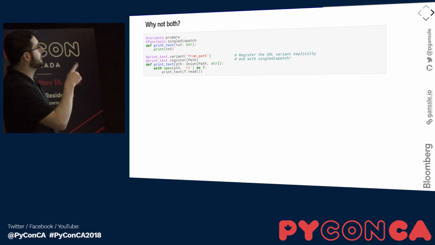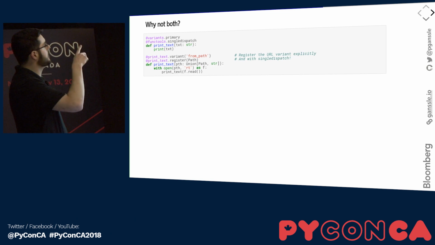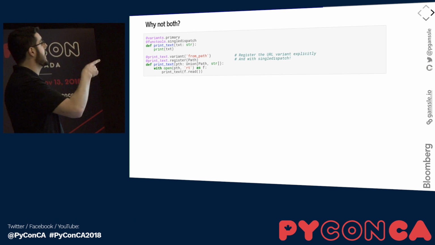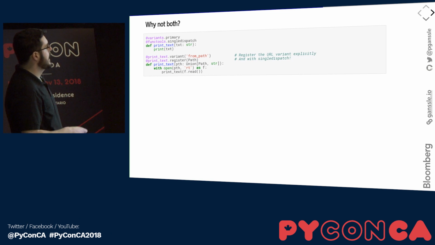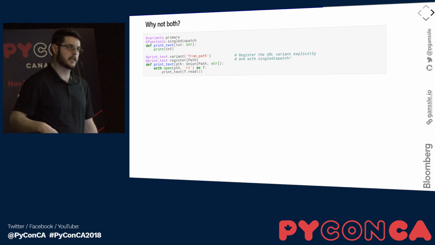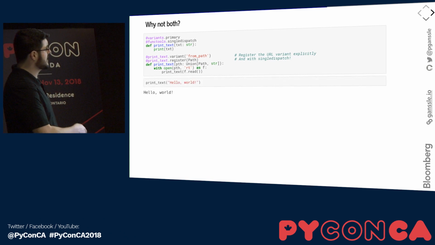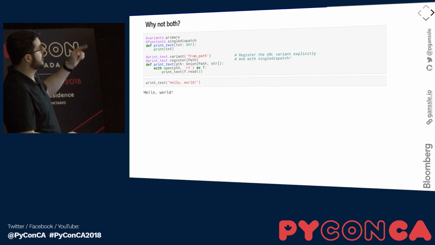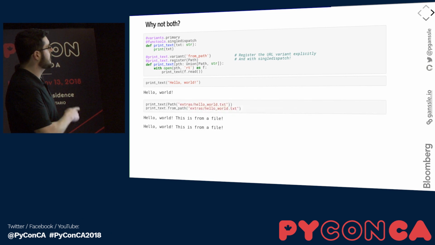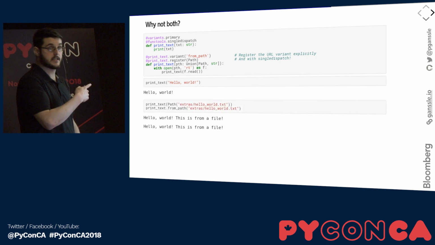So variance works with single dispatch. You can make something both a single dispatch function and a primary function, and then you can register each of your dispatched functions as variants. And you can see if I pass this a string, it knows to automatically go to the string version. If I pass it a path, it knows to interpret it as a path.